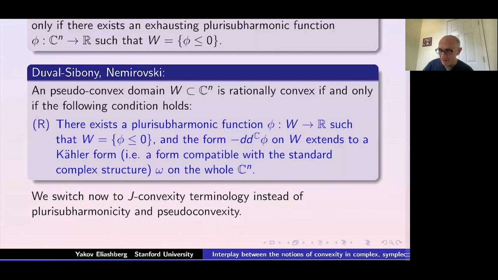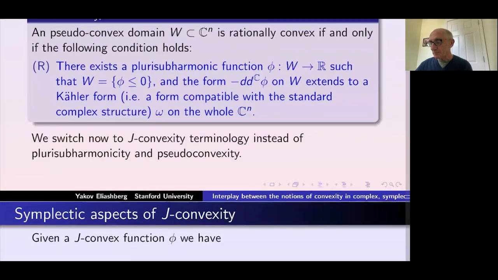As I said, I would be switching back and forth, but with Sky we prefer to use this notion of J-convexity instead of plurisubharmonicity and pseudo-convexity. First of all, because sometimes it's useful to change the complex structure, and also you can talk about this in the non-integrable J context. But that is of course not important.